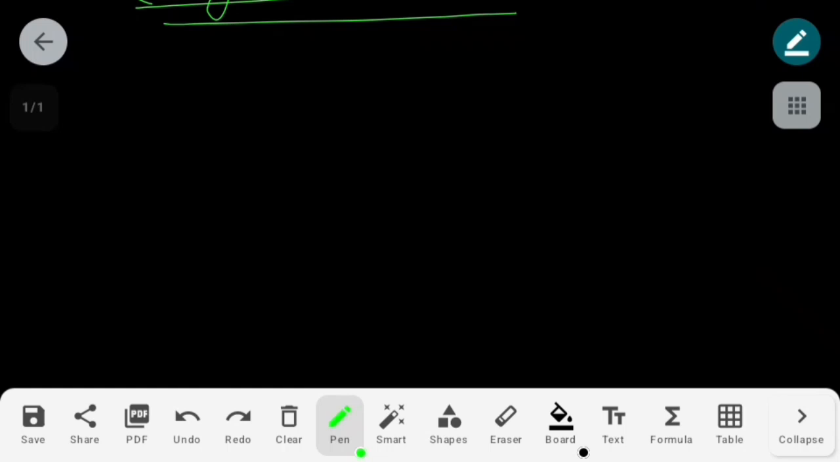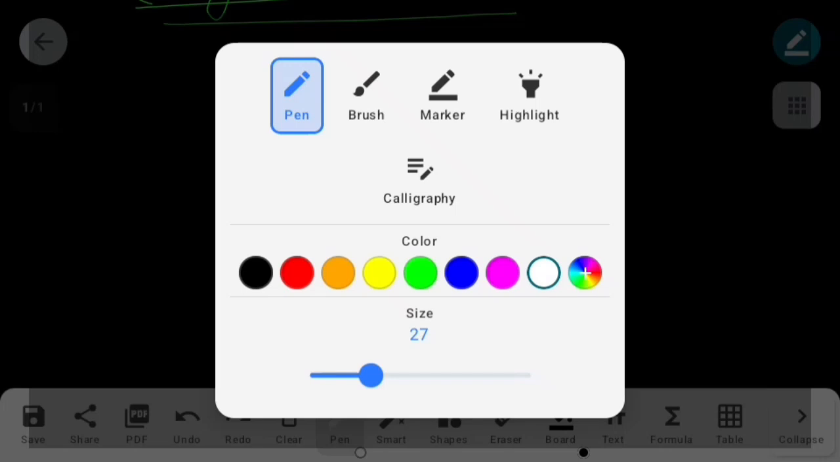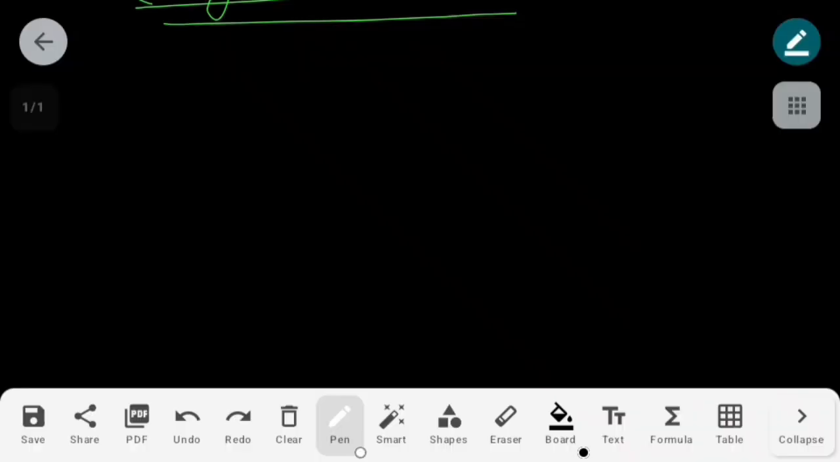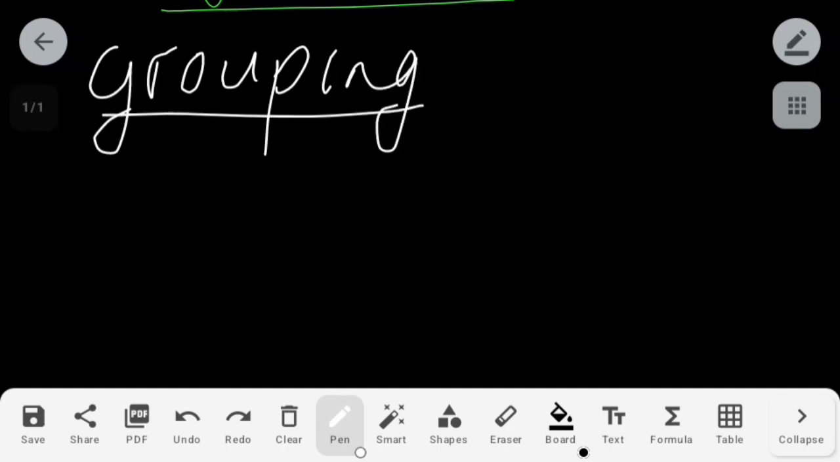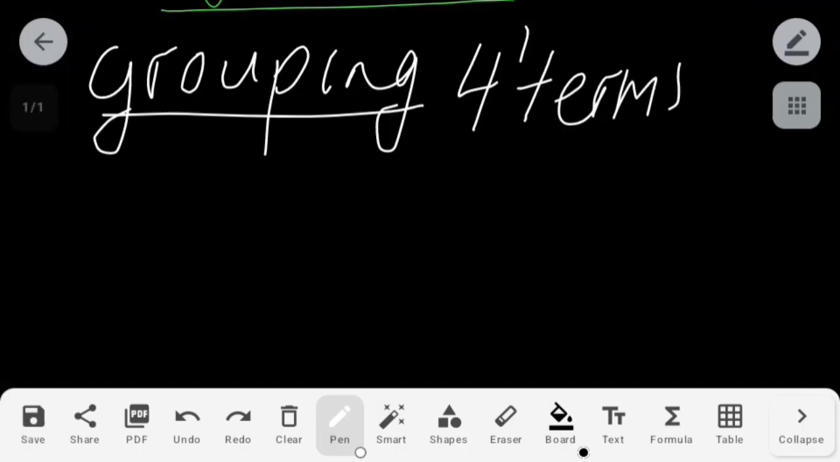If there are 4 terms in our question, or 2 terms, we are going to group the like terms, or collect the like terms, and then factor out the common variables. So this is grouping, in which we will be given 4 terms.